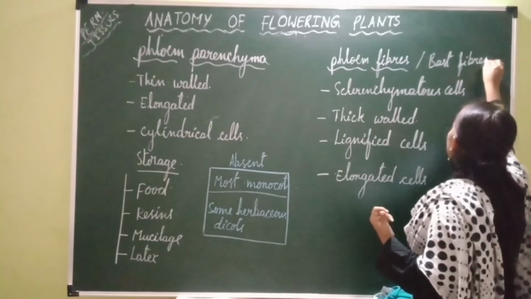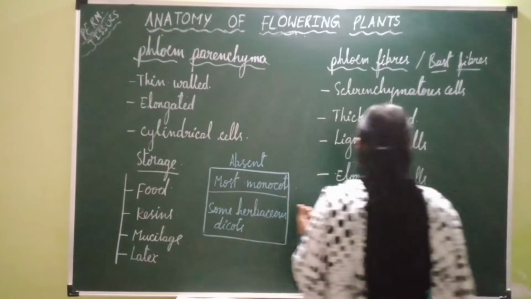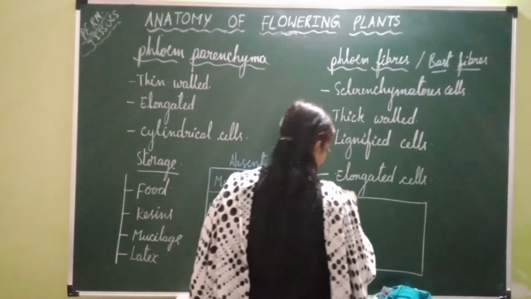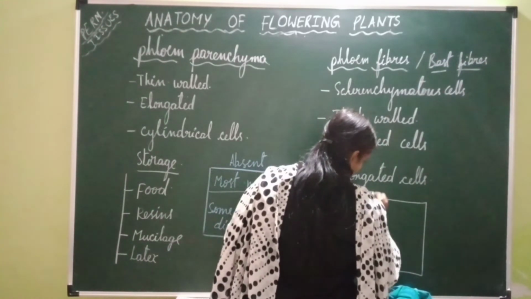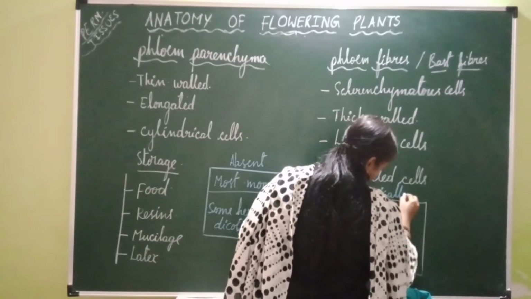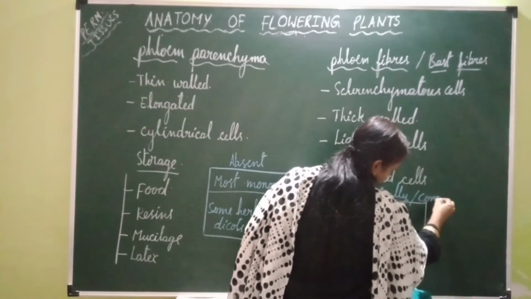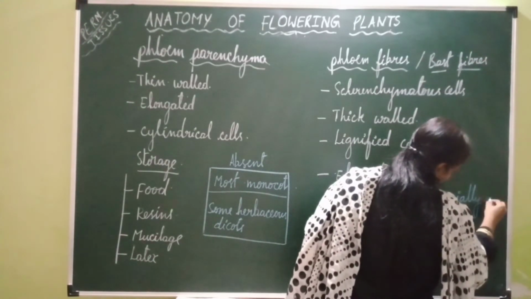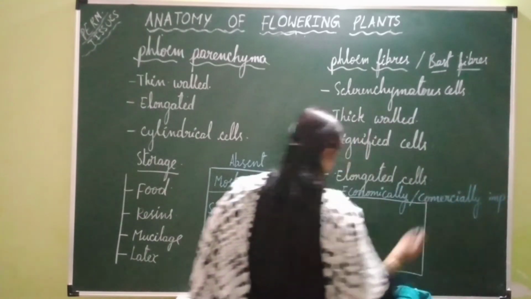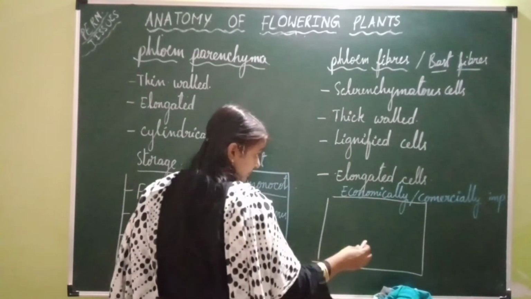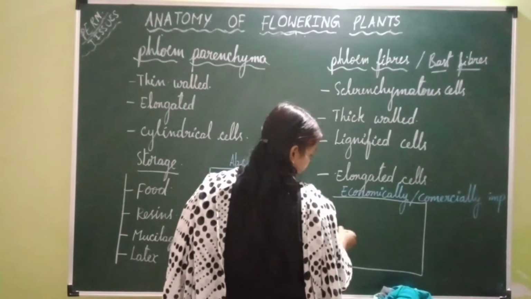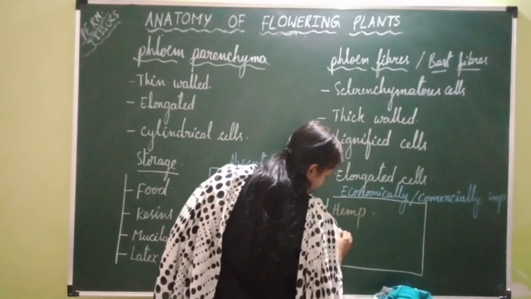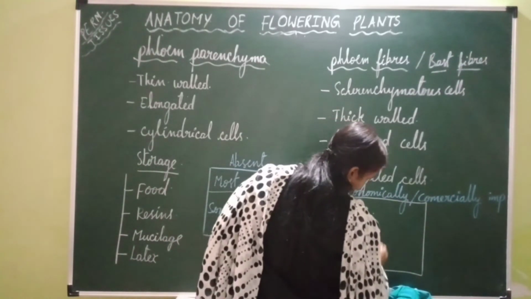Now let's write down the bast fibers or phloem fibers which are commercially important or economically important. These bast fibers are present in the phloem of plants like hemp, jute and flax.